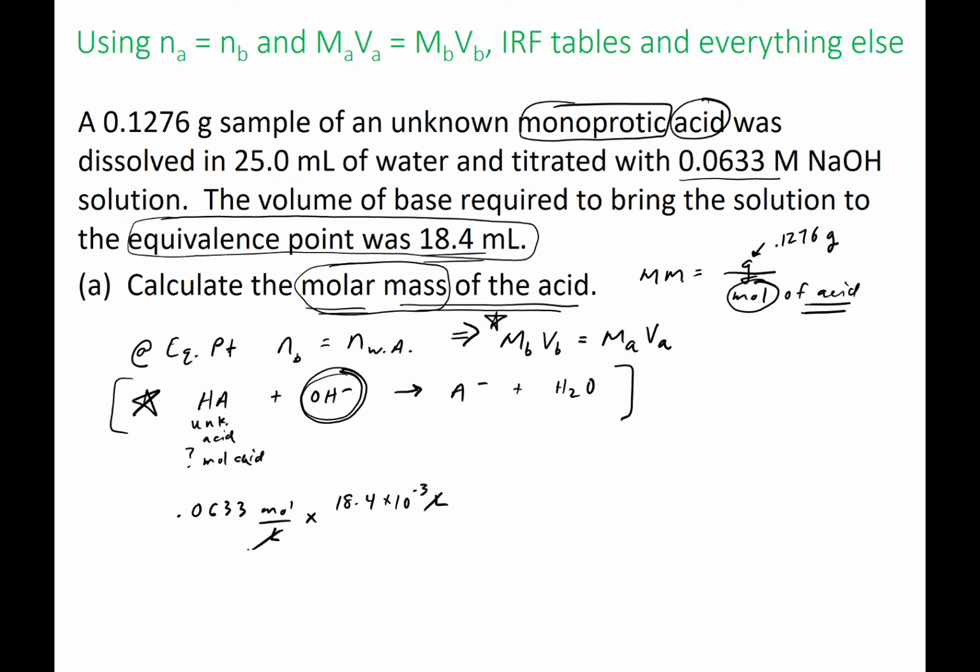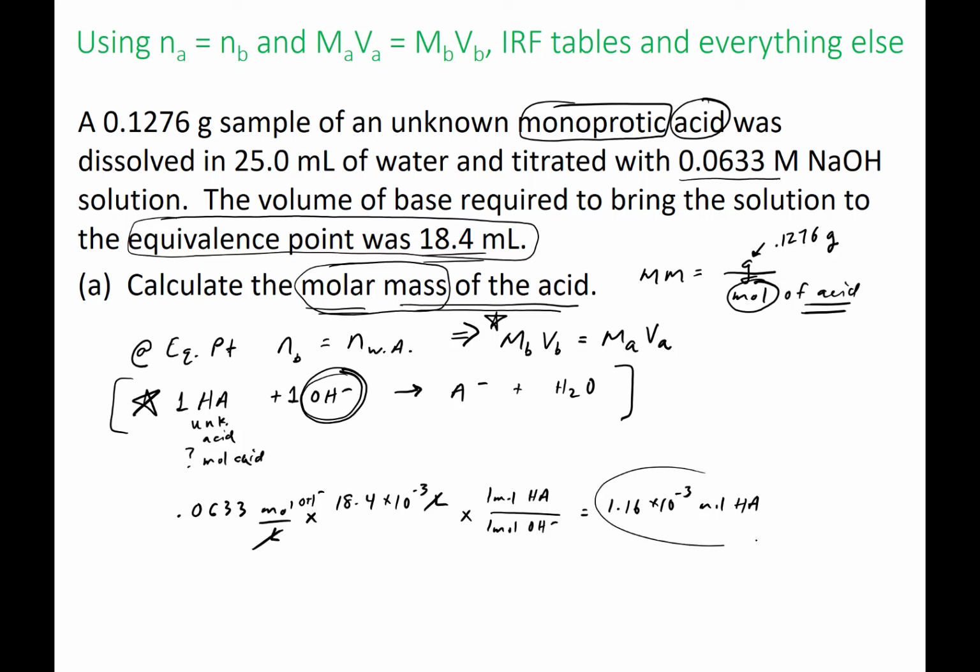So my liters will cancel. Okay, and this is moles of OH, by the way. And in my reaction, I have a 1-to-1 reacting ratio. So there's 1 mole of acid per 1 mole of base. Okay, I did this problem ahead of time, and I have 1.16 times 10 to the negative third moles of weak acid.